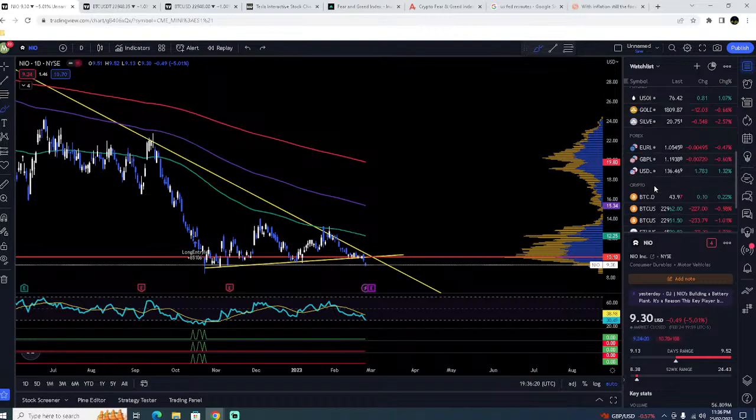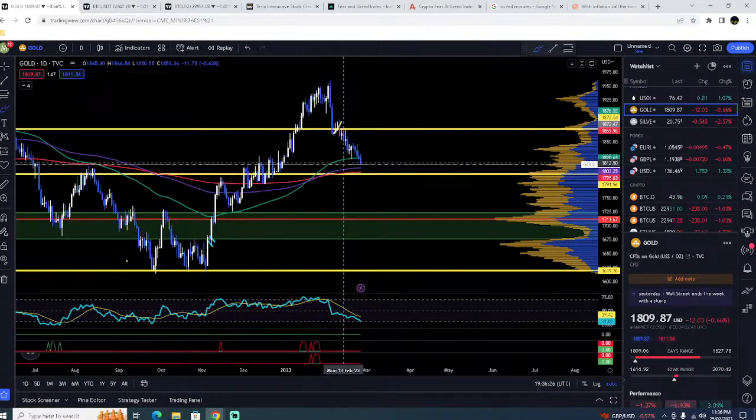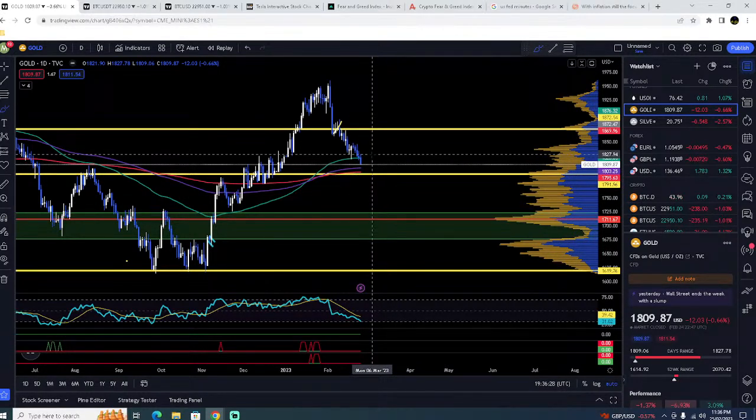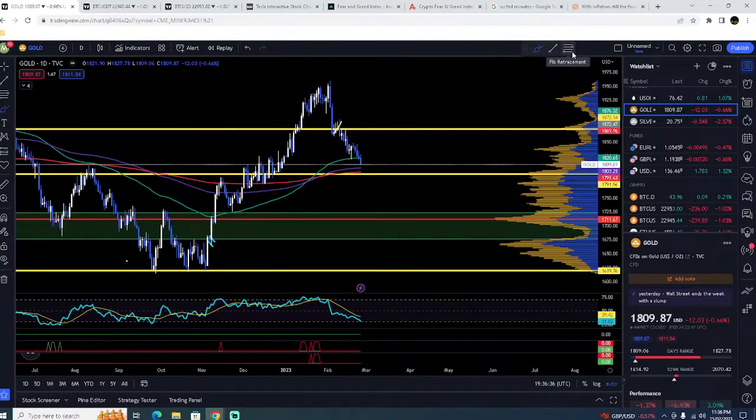Let's look at some other stuff. Let's look at gold also. So again, gold is struggling currently. Daily RSI is sitting at 31. Moving to 200 moving average is 1795.